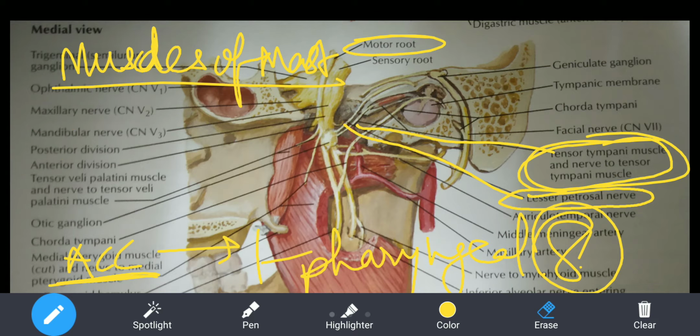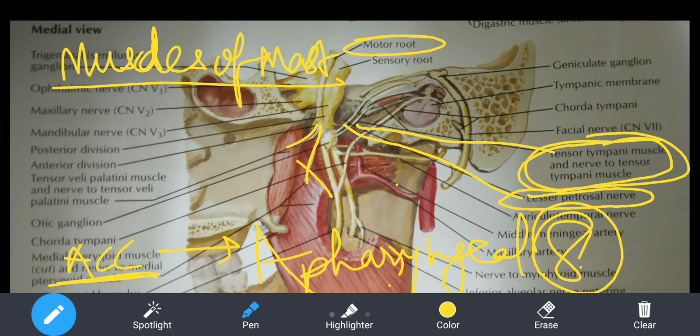Medial pterygoid muscle. Okay. Now this medial pterygoid muscle and lateral pterygoid muscle, you already know. This part is the lateral pterygoid. This is medial pterygoid. Now you can see there is a branch which is directly supplying the masseter muscle, right? Masseter muscle.